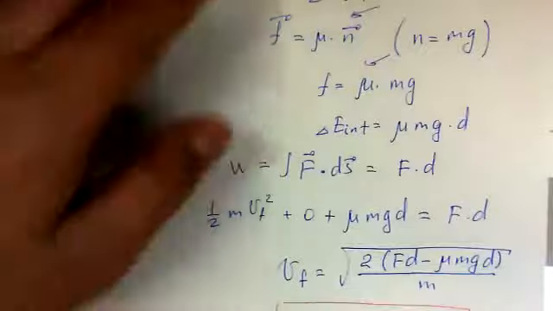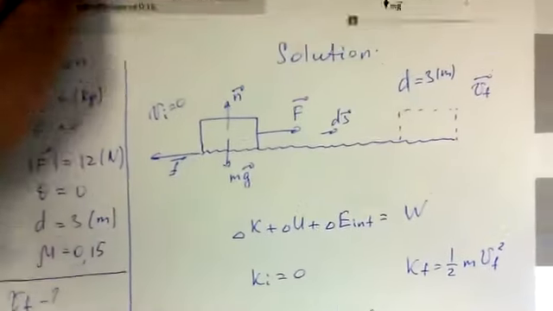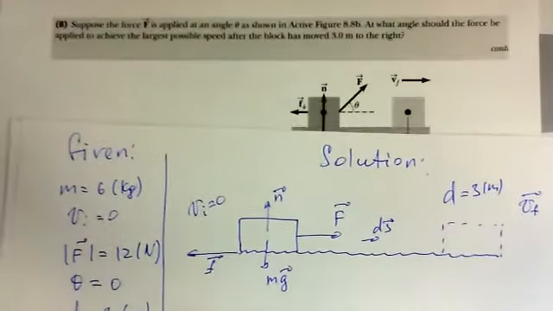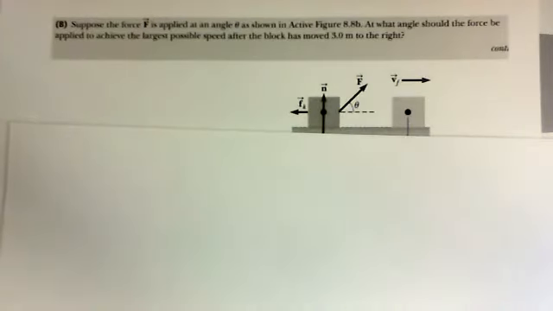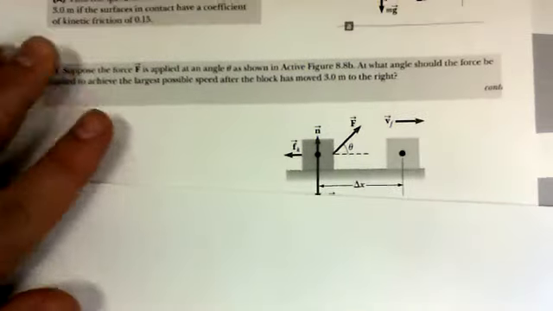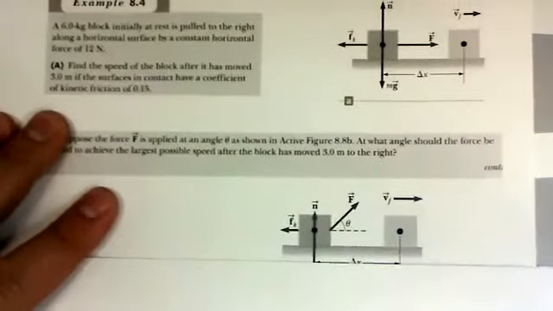Okay, questions, please. No questions. So now let's solve part B of this problem. There is a part B in the problem. So all the parameters are the same except this angle theta.